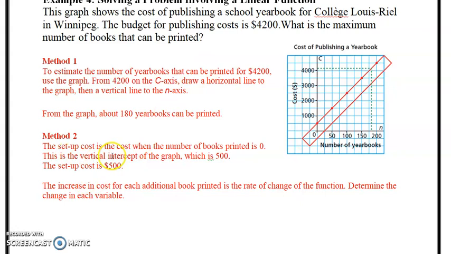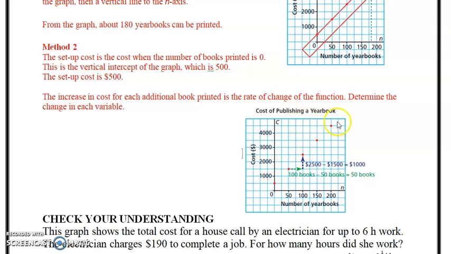The second method is to set up a cost equation. This is the cost when the number of books is 0. You can clearly see that for 0 books the cost is 500. That would be the y-intercept. And then you can see that it's increasing. What's the rate of change? The cost goes up by 1,000 for every 50 yearbooks sold. Here's a visual to go along with that. For every 50 books, which is horizontal, it costs an extra 1,000. So we take the 1,000 and divide it by 50, and it's $20 a yearbook.